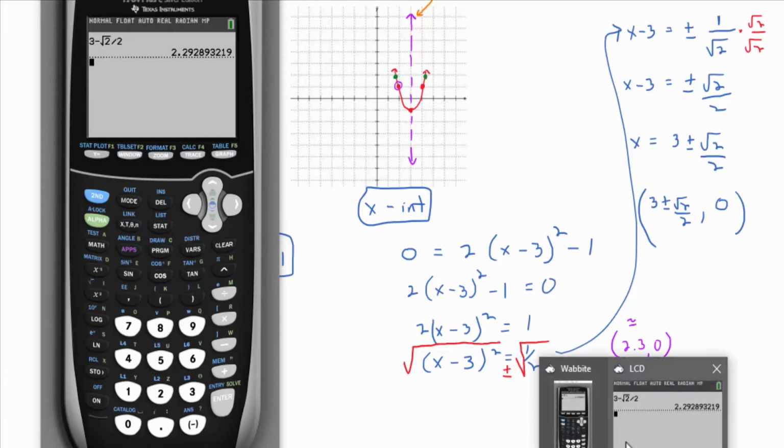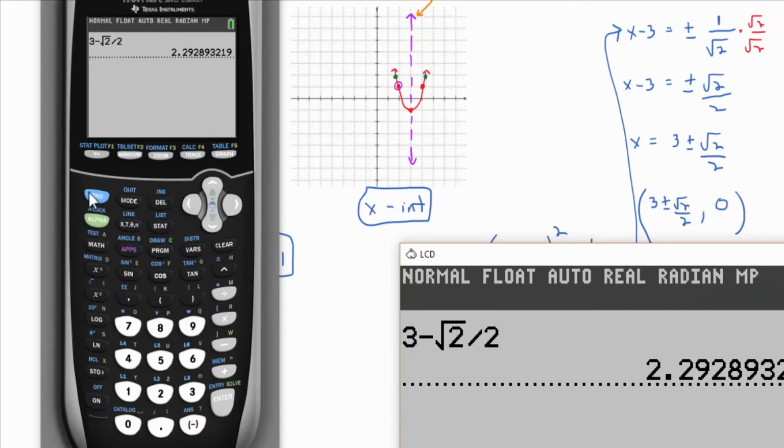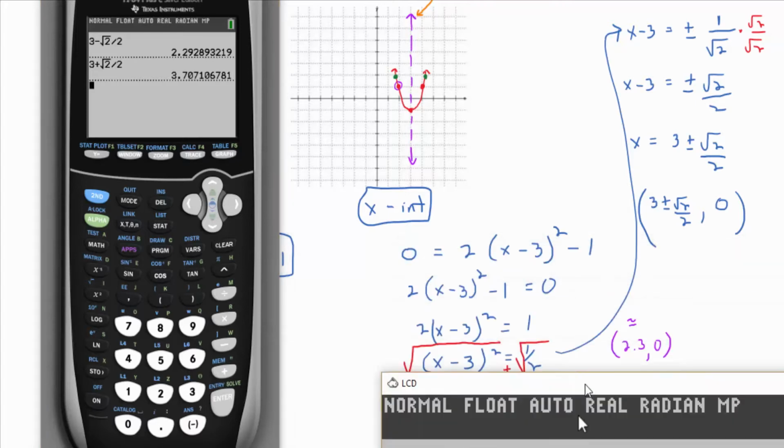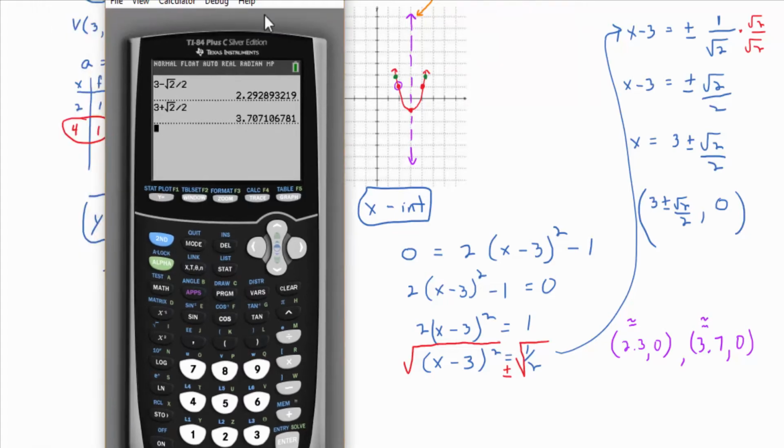How do you get the right-hand one? What's the easiest way? Second function, enter and edit what you just punched in, make it plus. About 3.7. That's approximate. Do you think you can check your answer easy enough on the calculator?